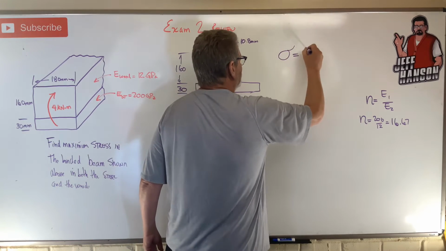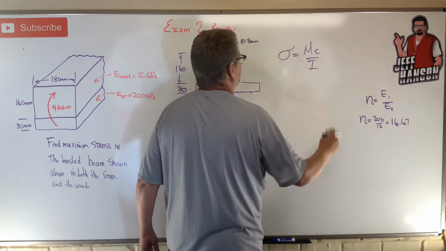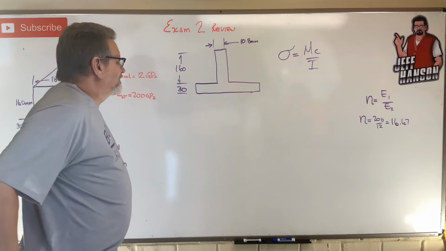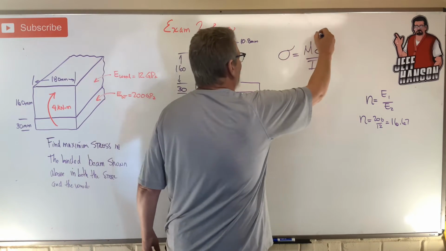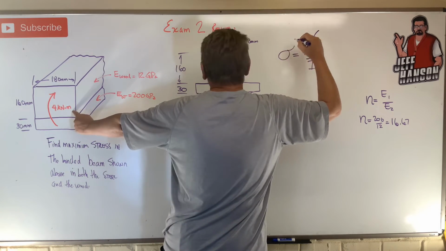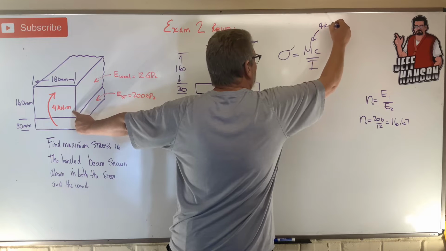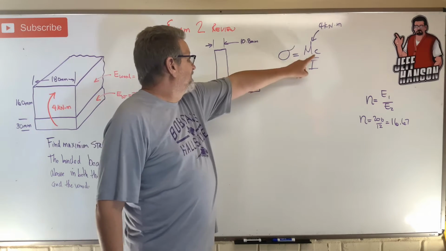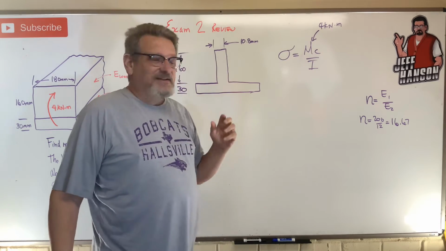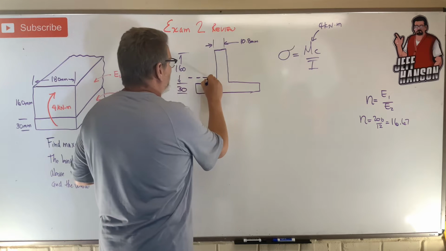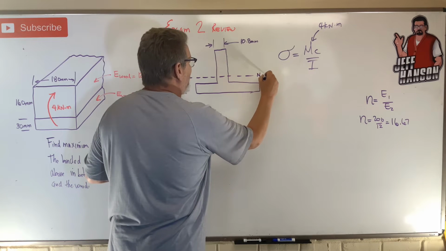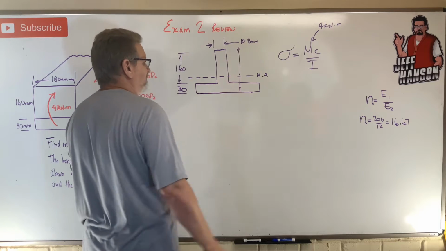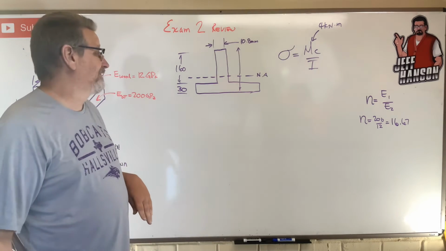I can do my regular old thing on it. Now, in order to do any of that, M is the only thing I know right now. I know that this guy is given as 4 kilonewton meters. That's one thing I know. So how do I find c? What is c? c is the distance from the neutral axis to the outside of the part. So from here to here, or from here to there. Well, I don't even know where the neutral axis is.